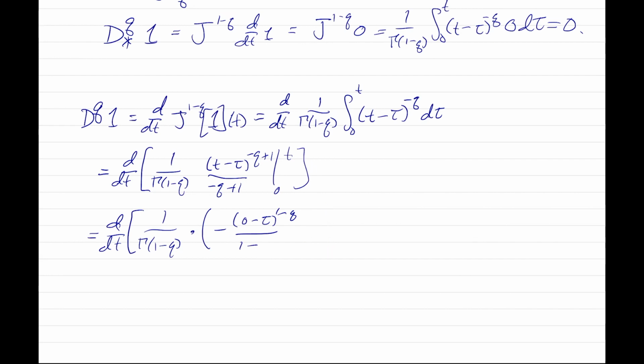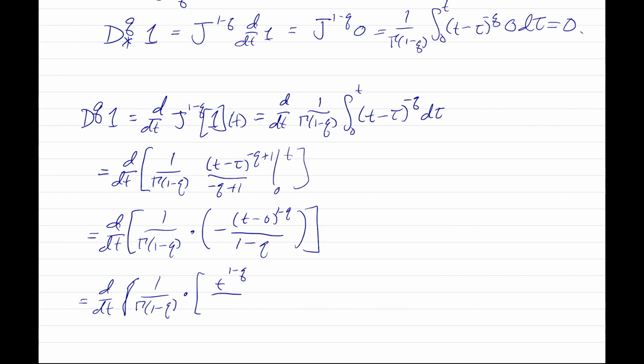Oh, sorry, my mistake. It wasn't t that was being replaced, it is tau. So that should be t minus 0 to the minus q, 1 minus q. T minus 0 is raised to 1 minus q divided by 1 minus q. And now let's see what we get. So we get d/dt of 1 over gamma of 1 minus q times, say, t to the 1 minus q divided by q minus 1. Okay?